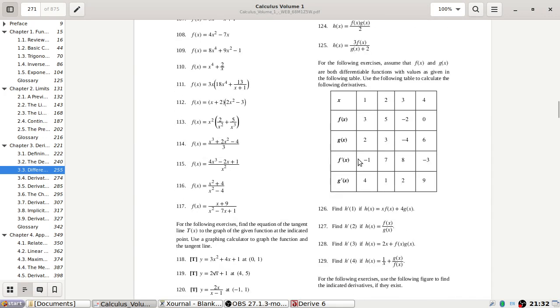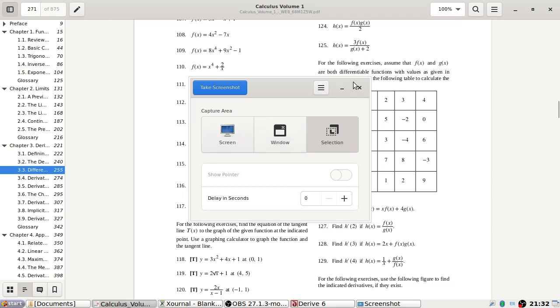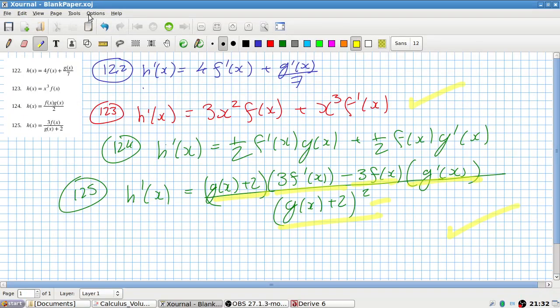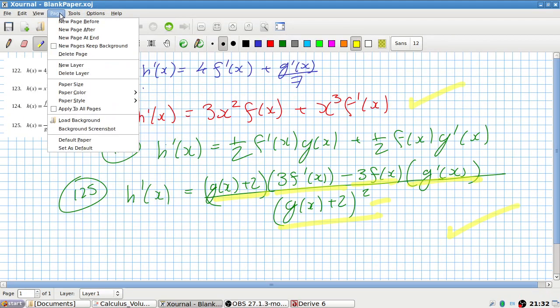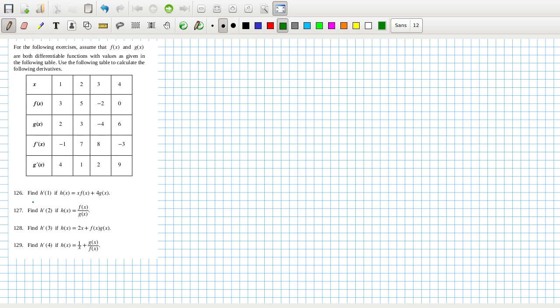Let's have a look here. Okay. Clear this up. For the following exercises, assume that f and g are both differentiable functions with values as given in the following table. Calculate the following.